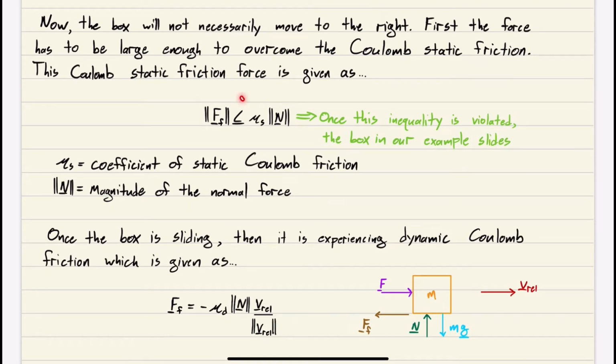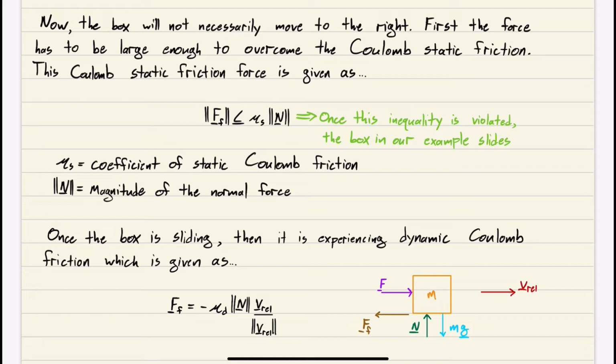And once this inequality, notice it's an inequality, the static friction isn't just equal to something, right? It's an inequality. If it's less than this, then it's not moving. But once this inequality is violated, then the box in our example will begin to slide.